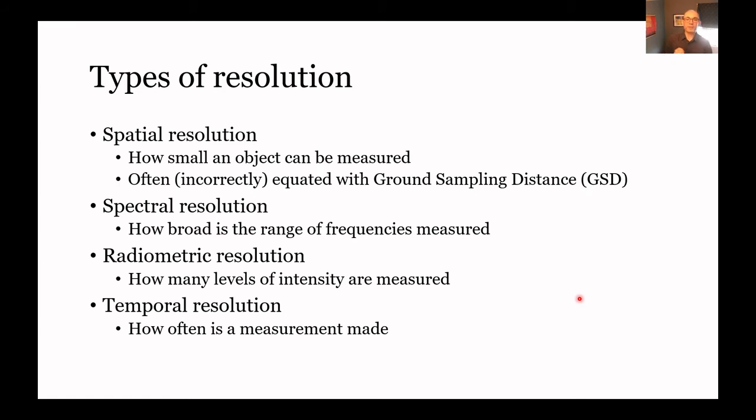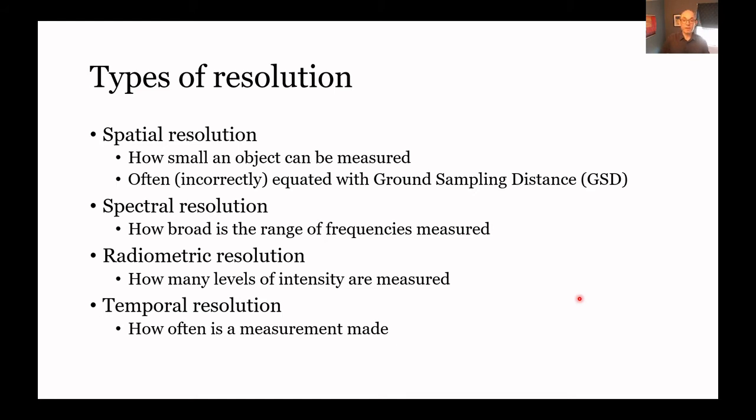It's not actually the same thing. Spatial resolution is quite a tricky subject. We're going to look into it in more detail soon, but it is perhaps the type of resolution that we want to define most clearly, and yet is the hardest to define.